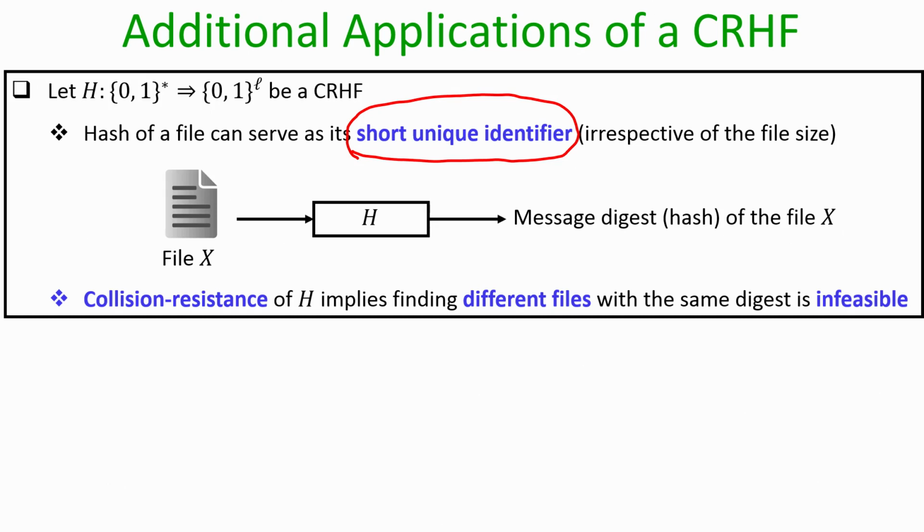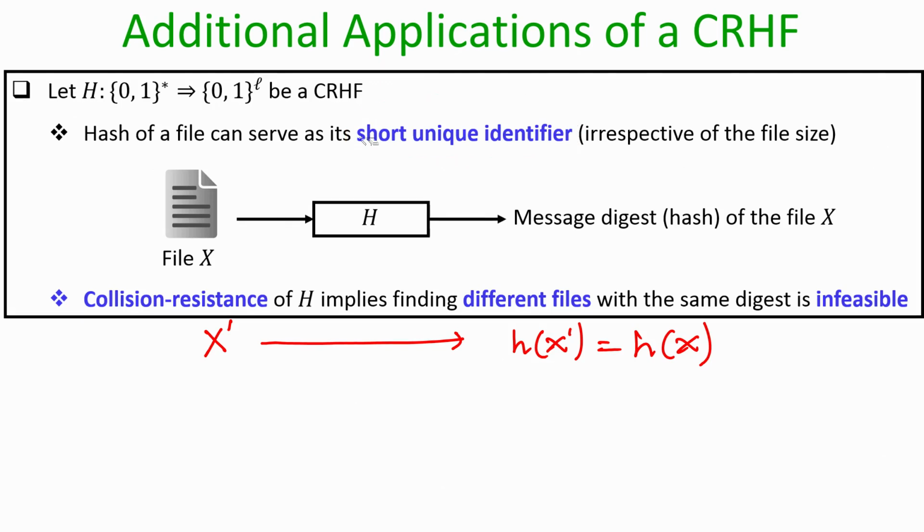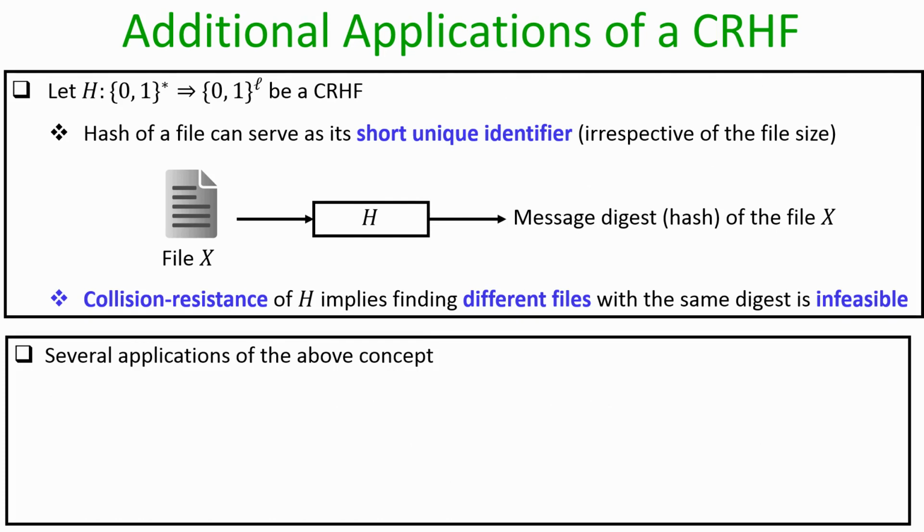And since we are assuming that your underlying hash function is collision resistant, that means in practical amount of time it will be very difficult to come up with two files, say x and x dash, such that both of them give you the same digest, right. Because if that is the case, then this whole idea will not work. But since I am assuming that my underlying hash function is collision resistant, it is very difficult to come up with two files x and x dash having the same identifier. And it turns out that this small concept you can use in several real world applications. So, let us discuss few of them.